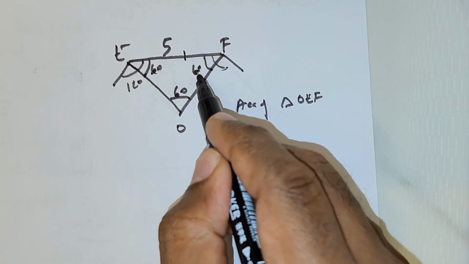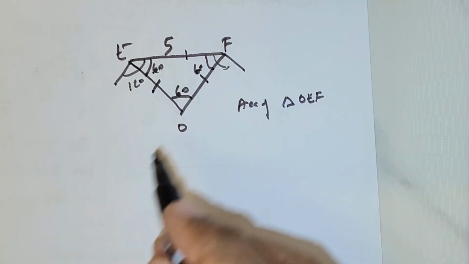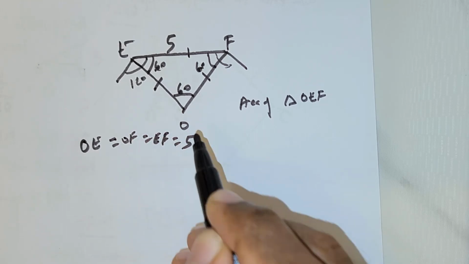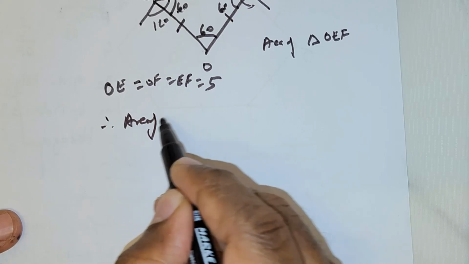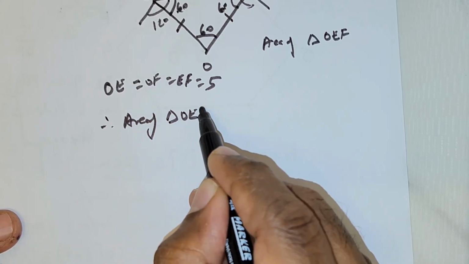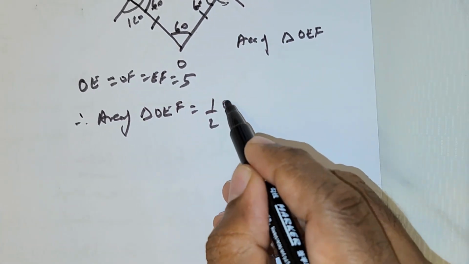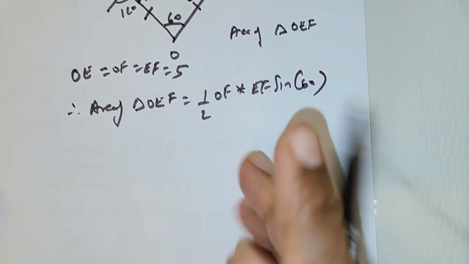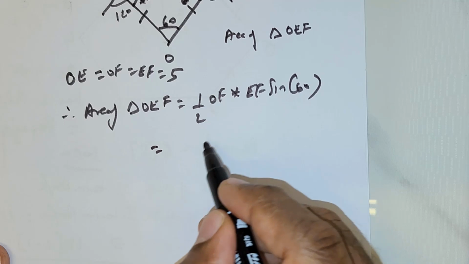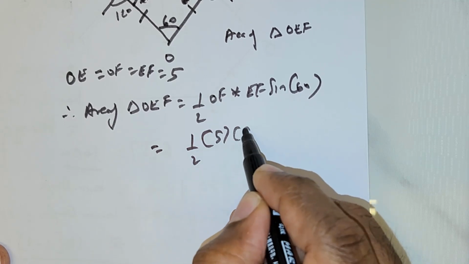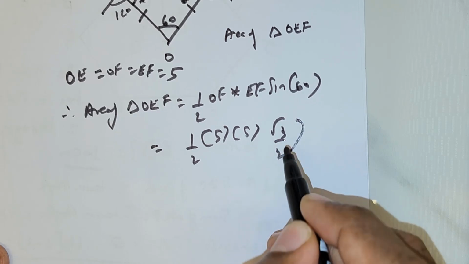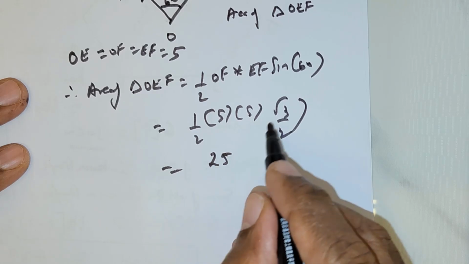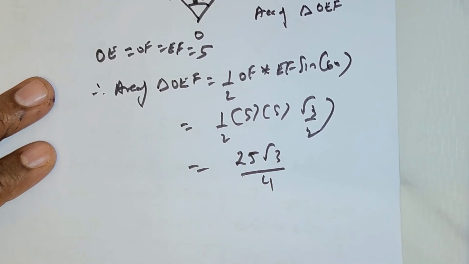So we are dealing with an equilateral triangle whose sides are also equal. This means OE is equal to OF is equal to EF is equal to 5 units. So the area of triangle OEF is equal to half times side OF multiplied with EF, and I need to take the sine of the angle, which is 60 degrees. So this is half times 5 into 5. Sine 60 is root 3 over 2. So I have 25 times root 3 divided by 4. So we need to evaluate that.